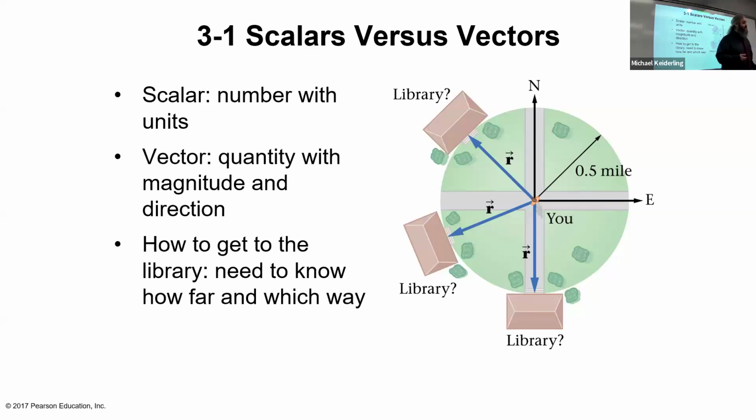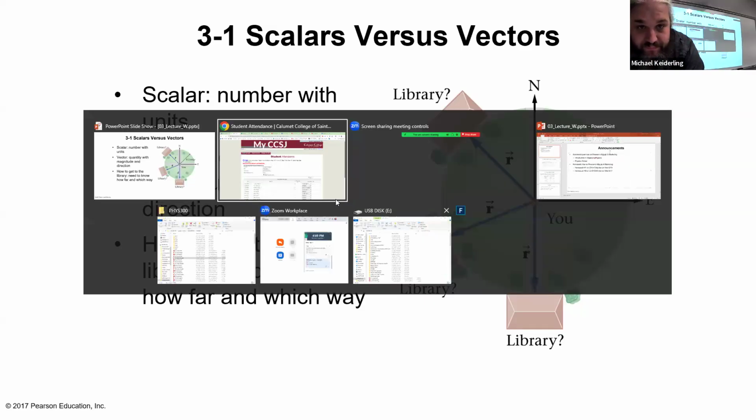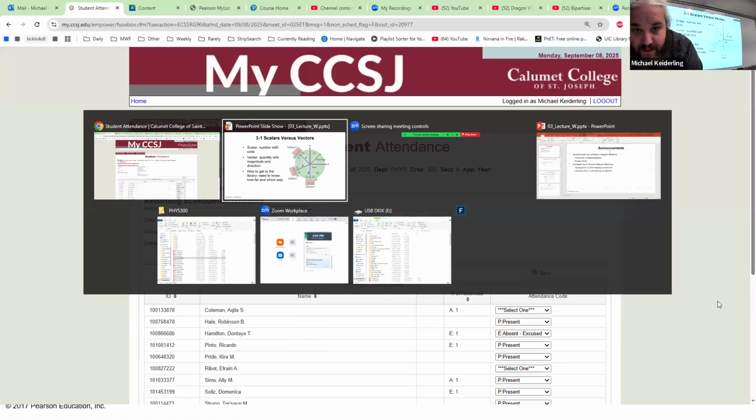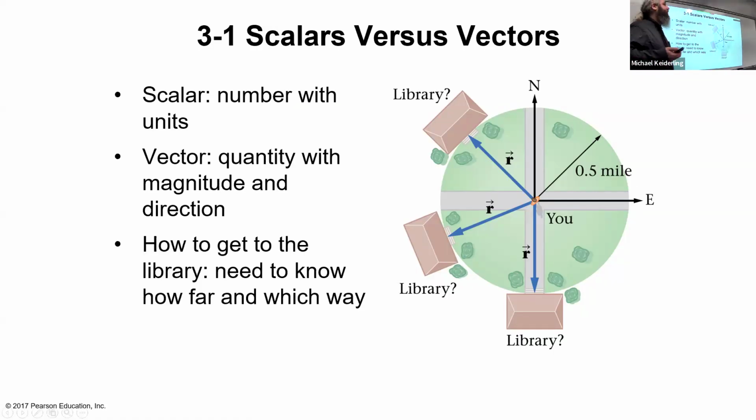For lots of other quantities we deal with, they have a direction. So velocity has a direction, acceleration has a direction. To figure out where you're going, you need to know how far and which way. Vectors have a size and a direction.